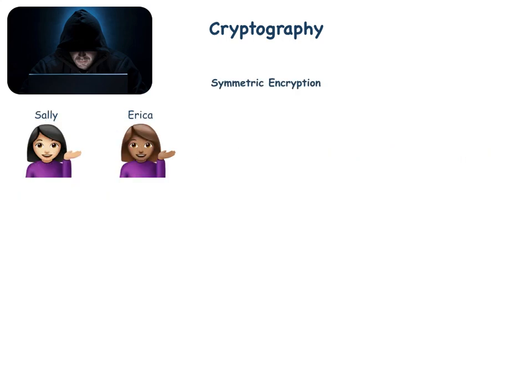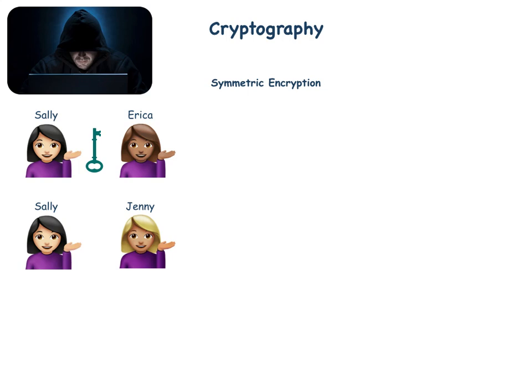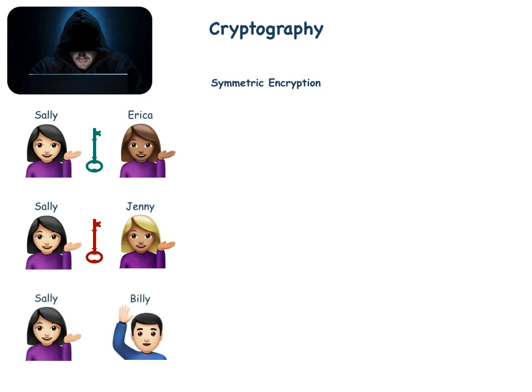Suppose whenever Sally and Erica send messages to one another, they use a special key that only the 2 of them have to lock the message and prevent any of their classmates from seeing their communication. Likewise, when Sally communicates with Jenny, they use a different special key that only the 2 of them share, thus protecting their conversations from being read by anyone else in the class. And when Sally and Billy communicate with each other, they use another special key that only those 2 share, thus protecting their conversations from the other classmates.